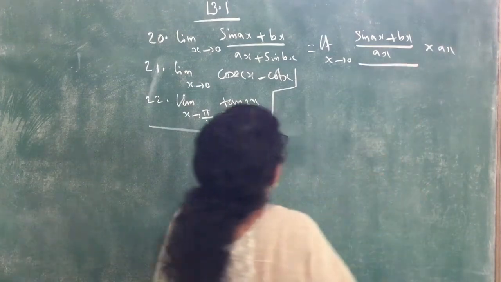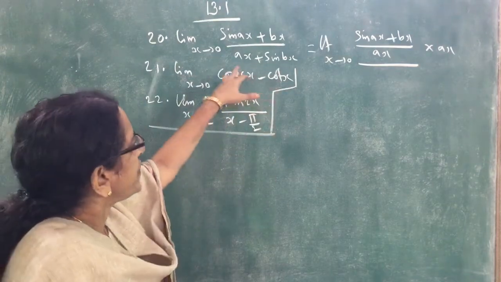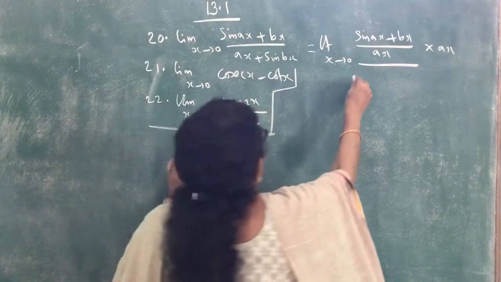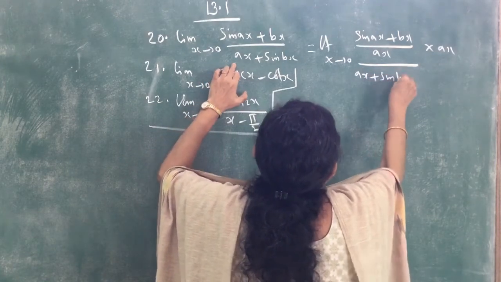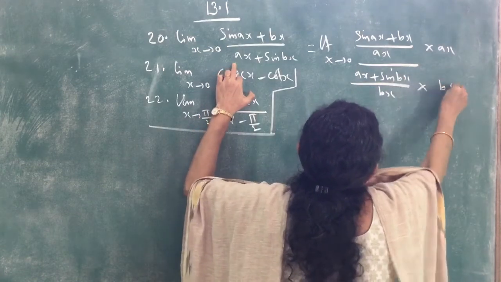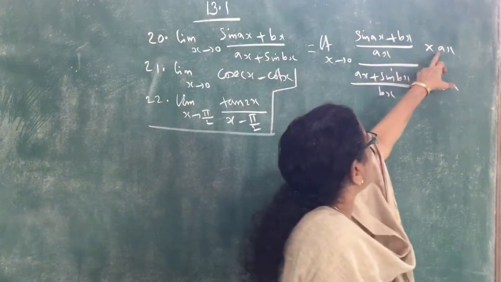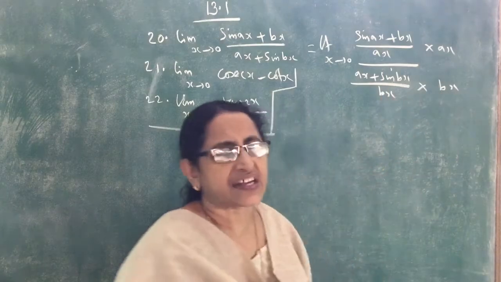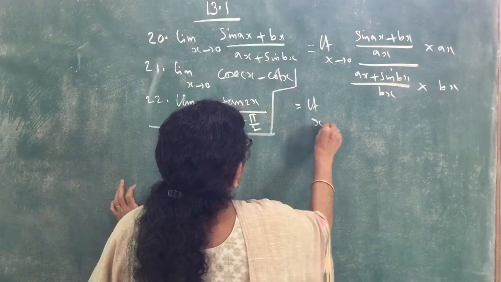And in the denominator, here there is sin bx. The angle we cannot change, so we divide the denominator by bx and multiply also. So (ax plus sin bx) whole divided by bx and into bx. Here in the numerator, we multiply and divide by ax, and in the denominator, we multiply and divide by bx. That is equal to the limit as x tends to 0.